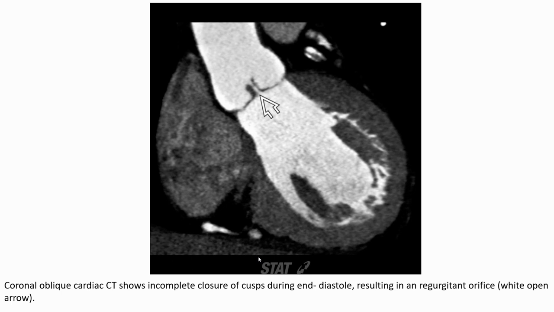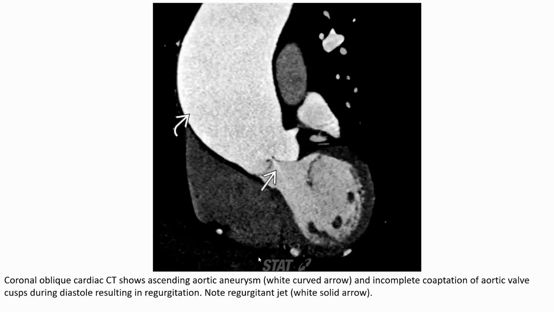In this cardiac CT, we see incomplete closure of the cusps during end-diastole resulting in a regurgitant orifice. In this cardiac CT, we see an ascending aortic aneurysm and incomplete coaptation of the aortic valve cusps during diastole resulting in regurgitation. Note the regurgitant jet.